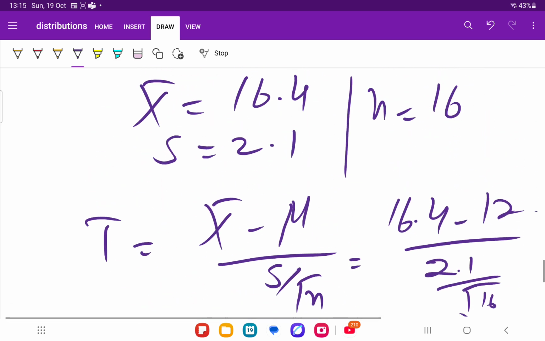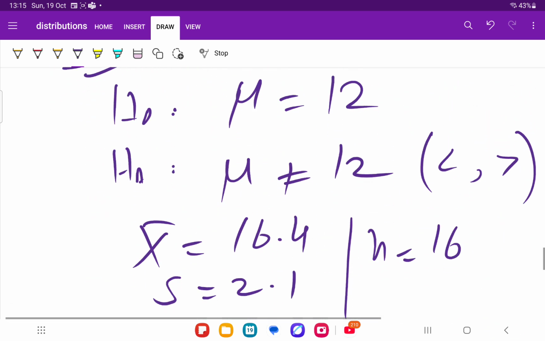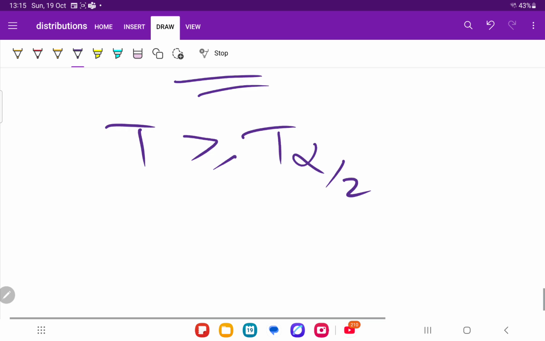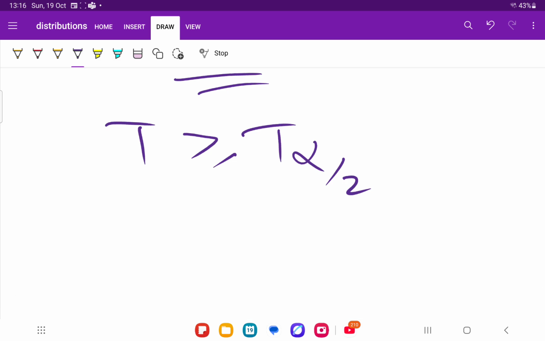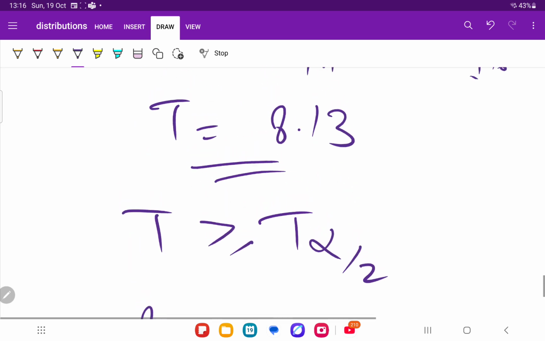Not equal to means a two-tail test. This sign, not equal to, shows that it is a two-tail test. So whenever a two-tail test is there, you have to use T alpha by 2. Okay, greater than. So your T value is already 8.13.